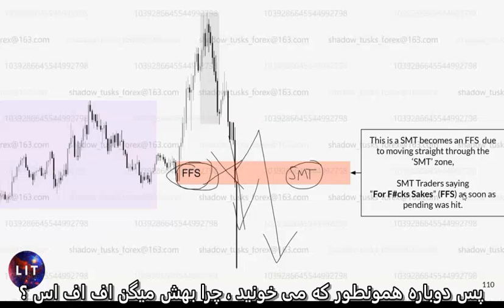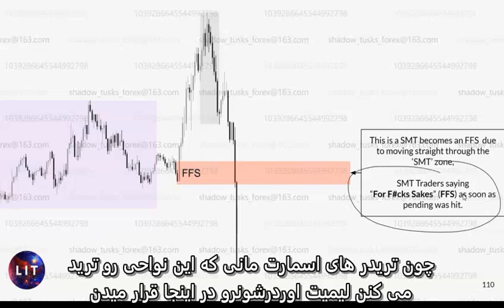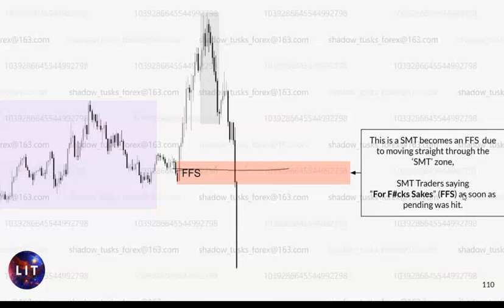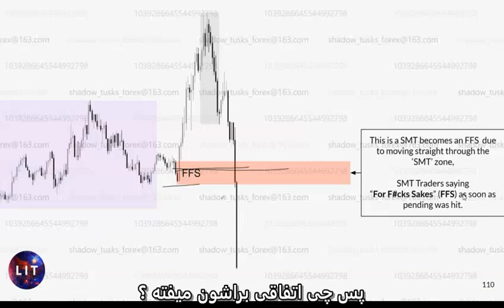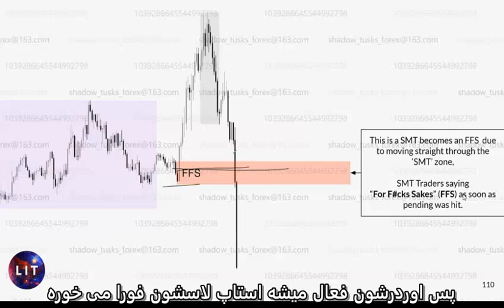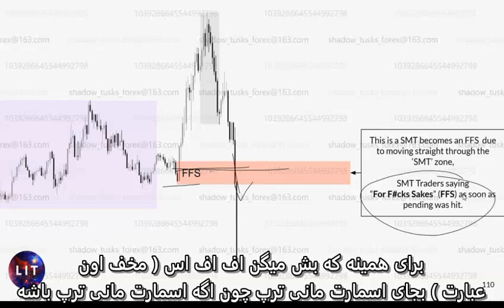So again, even if you read it already, why is it called an FFS? Because the smart money traders that trade these zones place limit orders in here. So they place a limit order here and put their stop loss below here. So what happens to them? The limit order gets triggered and they get an immediate stop loss. And that's why they're like, for fuck's sakes, right? And that's why it's called an FFS.